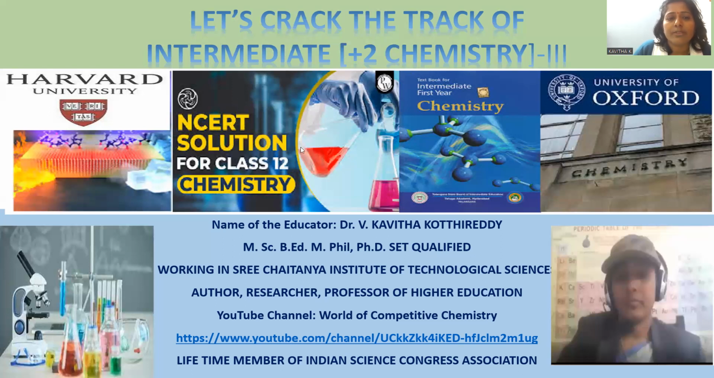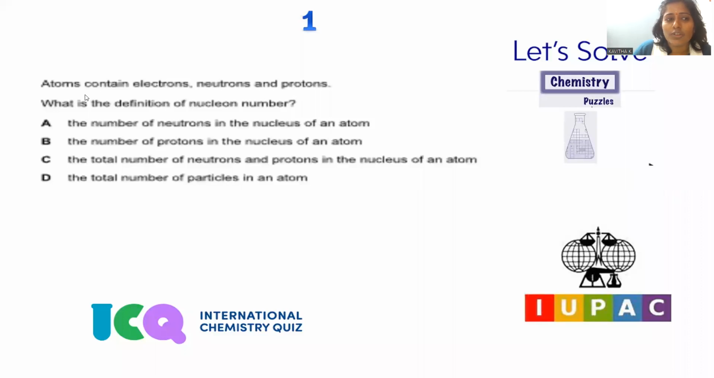Let's go with question number 1. Atoms contain electrons, neutrons and protons. What is the definition of nucleon number? Electrons, neutrons and protons together are called subatomic particles which are present in an atom. Among these three kinds of subatomic particles, which are said to be nucleons, and what is meant by nucleon number, we have to get it.